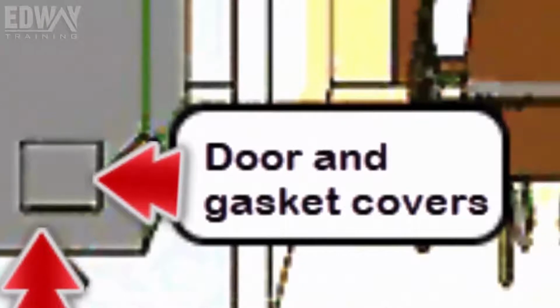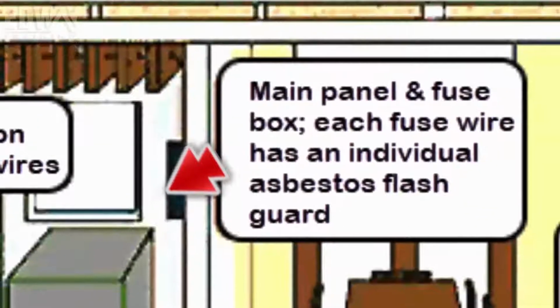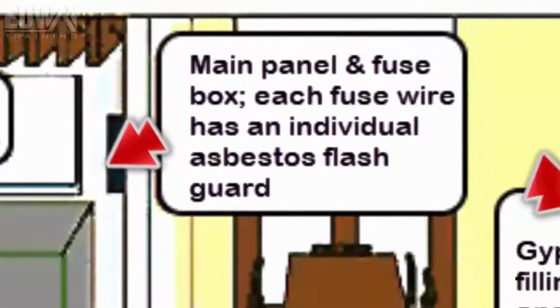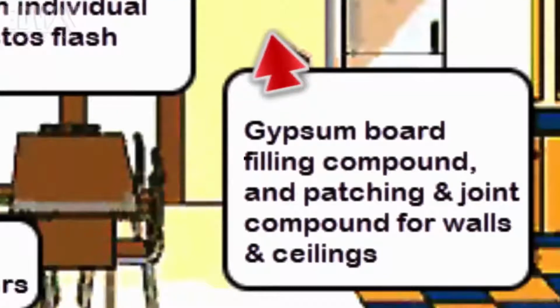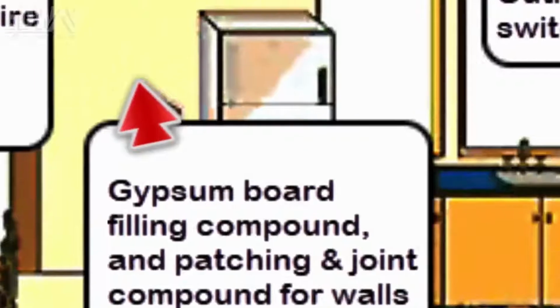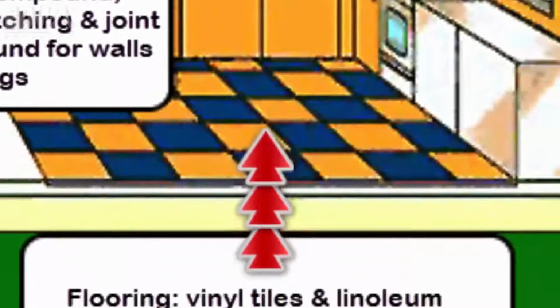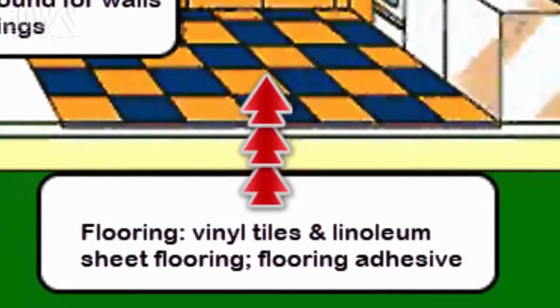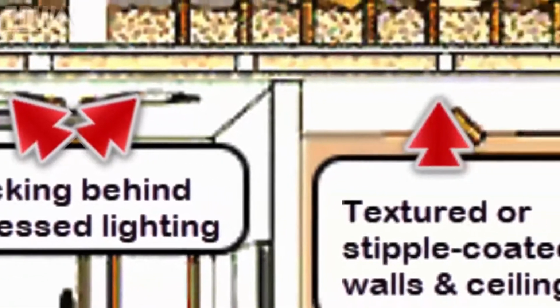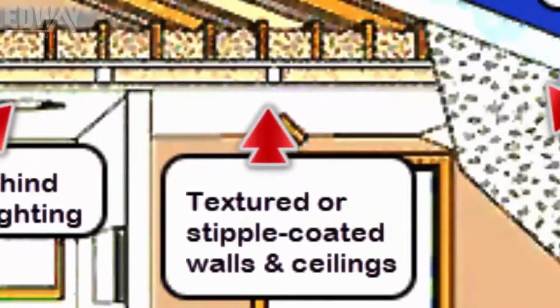door and gasket covers, main panel and fuse box. Each fuse wire has an individual asbestos flashguard, gypsum board filing compound and patching and joint compound for walls and ceilings, outlets and switches, flooring, vinyl tiles and linoleum sheet flooring, flooring adhesive, backing behind recessed lighting, textured or stipple coated walls and ceilings.